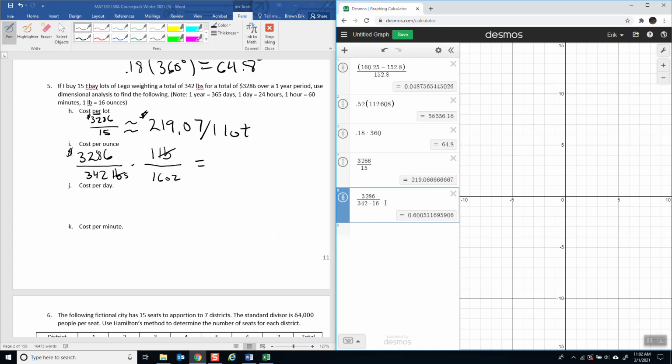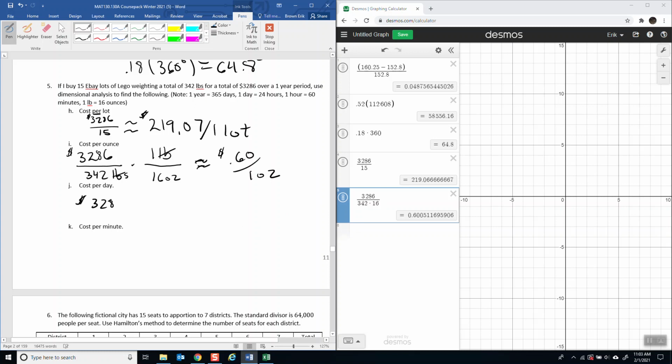So there we go. Hey, that's not bad, right? Rounded, this is 60 cents per ounce. Okay, finally the cost per day. Now notice I'm claiming that I did this purchase over a 1-year period. So we can do this in one quick swoop.